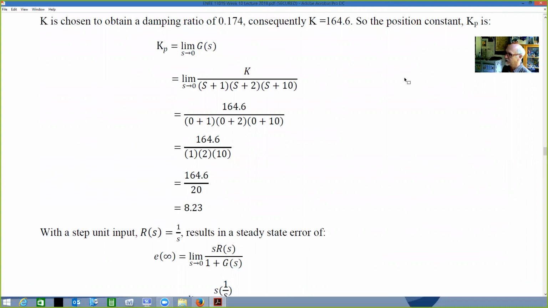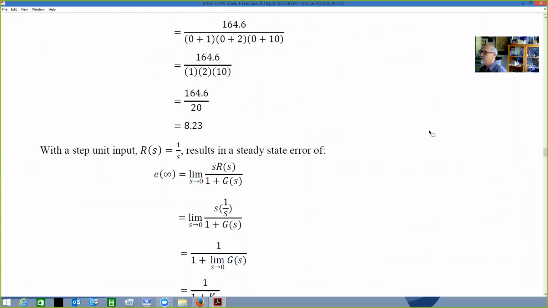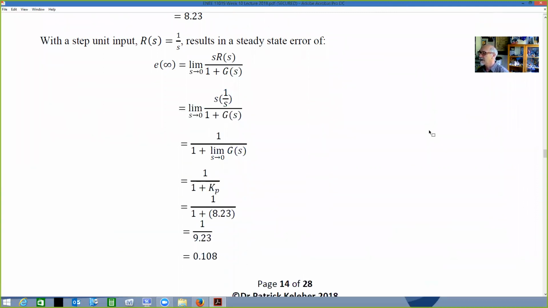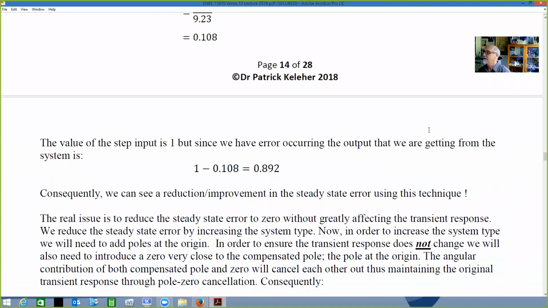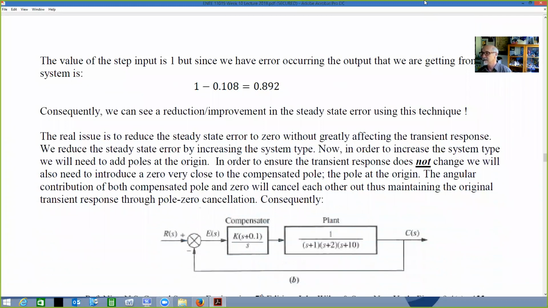So if our gain K is chosen to obtain that damping ratio of 0.174, consequently K is equal to 164.6. So the position constant Kp, again going back to what we did with steady state errors, we can calculate that. Kp is 8.23, and with the unit step input we said beforehand, so plug that in, we're going to find that that equals 0.108. So the value of the step input is 1, but since we have error occurring, the output that we are getting from the system is going to be 1 minus 0.108, which is about 0.892. So consequently, we can see we've got a reduction or an improvement in the steady state error using that technique. It's slight, but it definitely is a reduction.